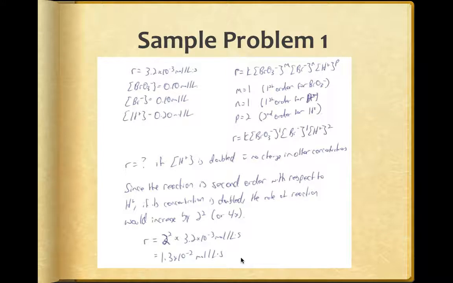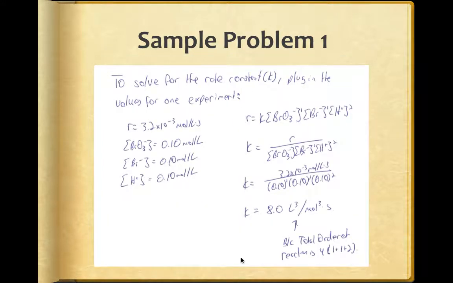Now, the second part of the question asks us to solve for the value for K. And all we need to do is plug in the values that we have. Initially we were told the rate was 3.2 times 10 to the negative 3, and we were told the concentrations for bromate, bromide, and hydrogen. So we have our rate law expression, R is equal to K, concentration of bromate to the 1, bromide to the 1, and H+ to the 2.